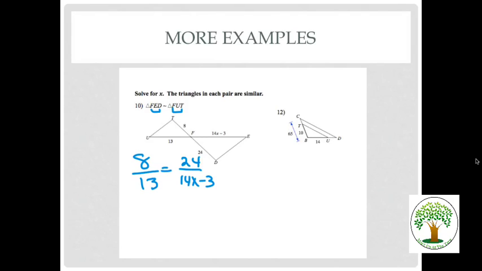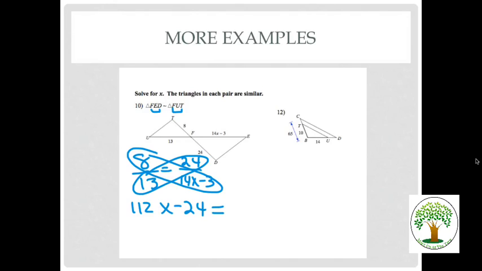I don't know what 8 times 14 is. Can someone help me with that? 112. Yeah. X minus 24. And I don't know what 24 times 13 is. Can someone help? 312. Is that true? Yes. Okay, I'm going to add the 24 over there, which will be 336, correct? Yep.